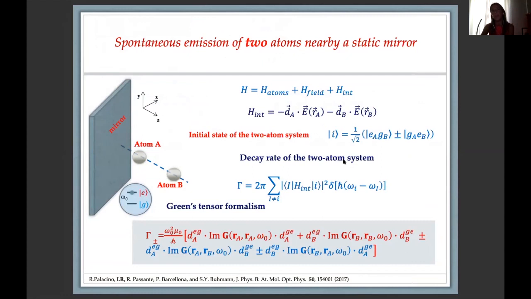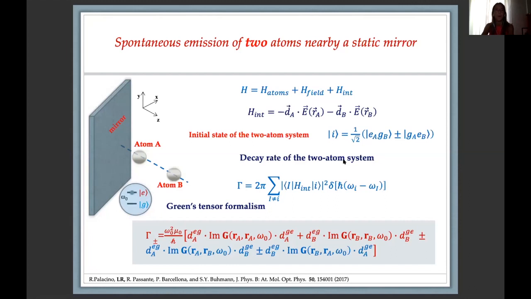Superradiance and subradiance are cooperative effects. For example, superradiance is a cooperative spontaneous emission process by a multi-atom system coherently coupled to the electromagnetic field. It occurs when the atoms are prepared in a correlated symmetrical or anti-symmetrical state. In the case of the anti-symmetrical state, we have subradiance of the system.